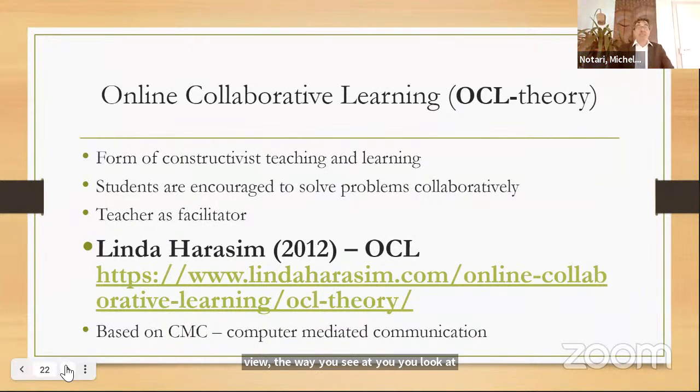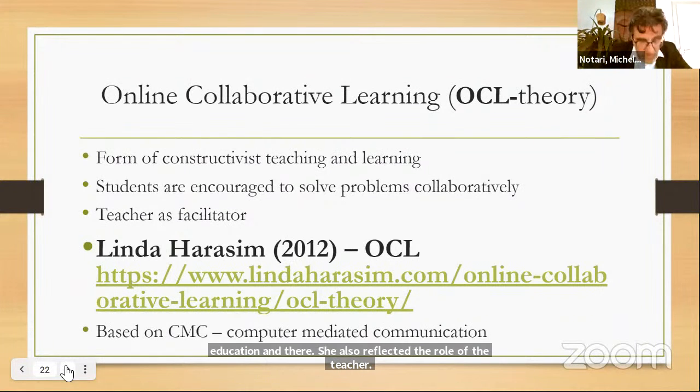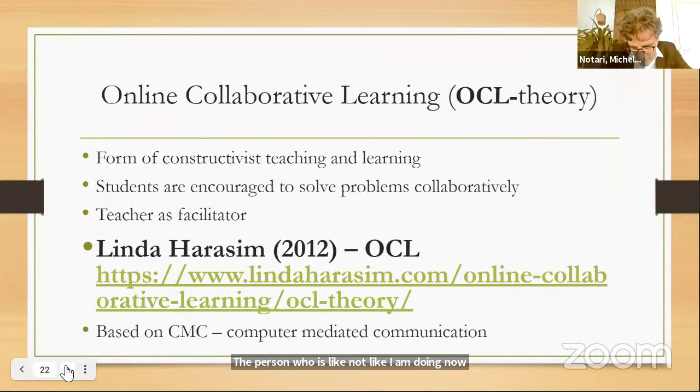On the other hand, Harasim was also very active in education, in traditional education, and there she also reflected the role of the teacher, the person who is not like I am doing now, transmitting knowledge and information, but trying to support the learners in their learning path, which gives a different role to the teacher, rather a facilitator than an information transmitter, rather than a knowledge base which is transposed to the students.